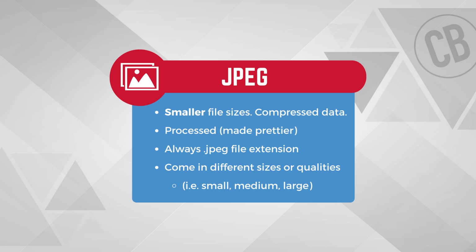Now, let's get into the differences between JPEG and RAW files and the pros and cons of each. Let's start with JPEG. JPEGs are typically smaller file sizes because the data is compressed. A JPEG image is processed, meaning it's just made a little bit prettier and finalized in a way. JPEGs always have the .jpeg file extension, so when you're looking at an image that ends in that, as far as the file name goes, you're looking at a JPEG. And they can come in different sizes. You could have large JPEGs or small or medium.